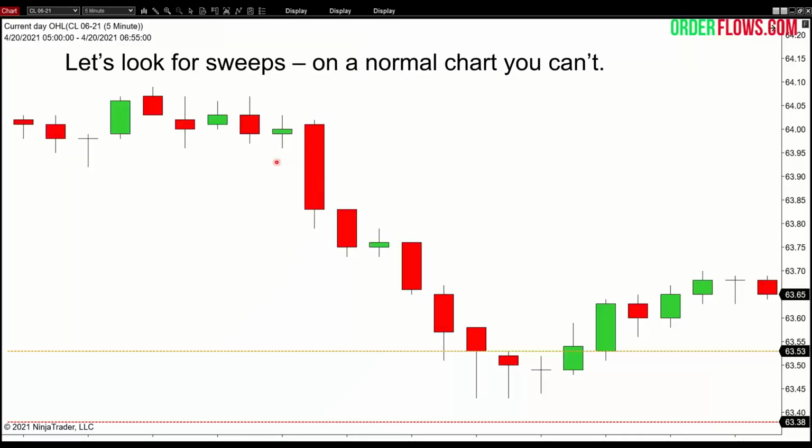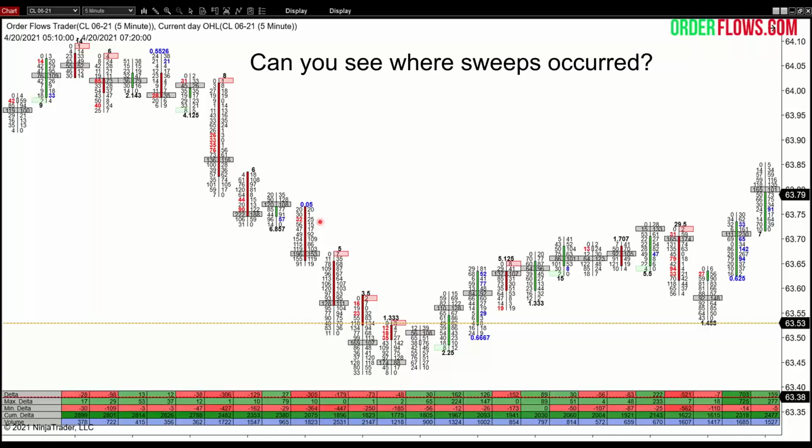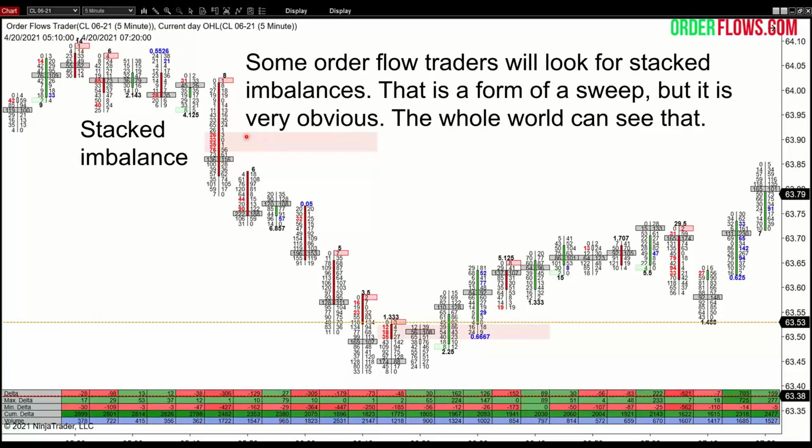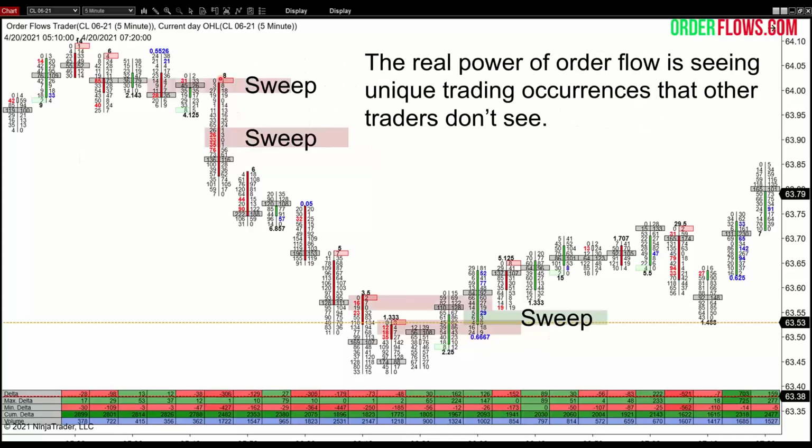On a normal chart, this is a 5-minute chart. You can't tell. You can see, well, yeah, there was some strong selling here. Obviously, there's big aggressive selling because you got the big down bar. On a footprint chart, you can see I have some imbalances here, so obviously that's bearish. In fact, that's a stacked selling imbalance. Most order flow traders look at stacked selling imbalances and trade around them, which is good. But if you're looking at sweeps, you can see there was a sweep that happened up here much earlier than this big down candle.